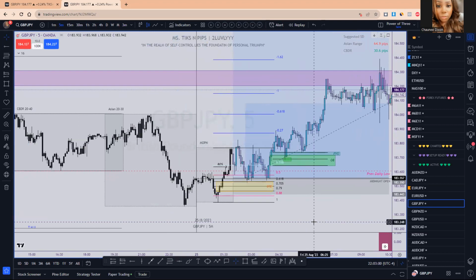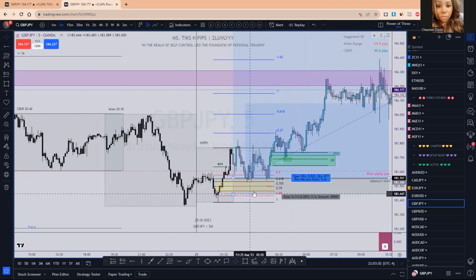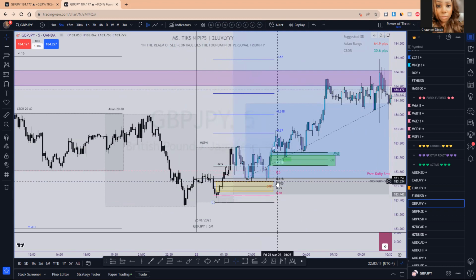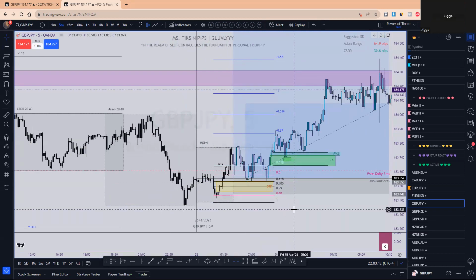Yep. You see what I'm talking about, love? Is this the one you're talking about? Yeah, you see how it retraced back into that gap that you said. Yeah, that one came right back here to first and tapped into the 61.8. It's a perfect example. Another one.